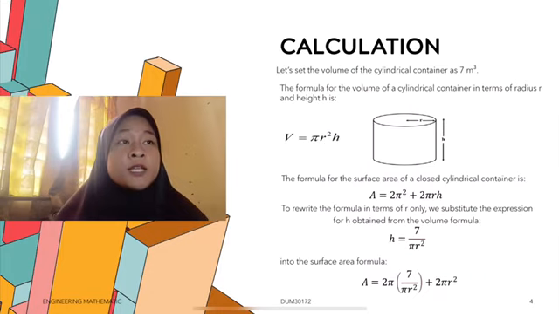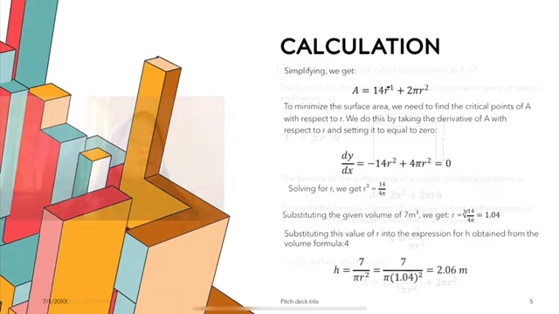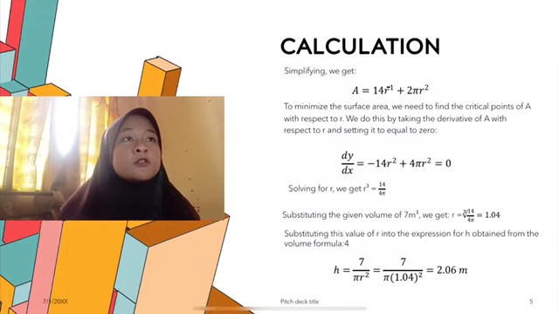To rewrite the formula in terms of r only, we substitute the expression for h obtained from the volume formula, which is h equals 7 per pi r power of 2, into the surface area formula, A equals 2 pi r times 7 per pi r power of 2 plus 2 pi r power of 2. Simplifying, we get A equals 14 r power of negative 1 plus 2 pi r power of 2.